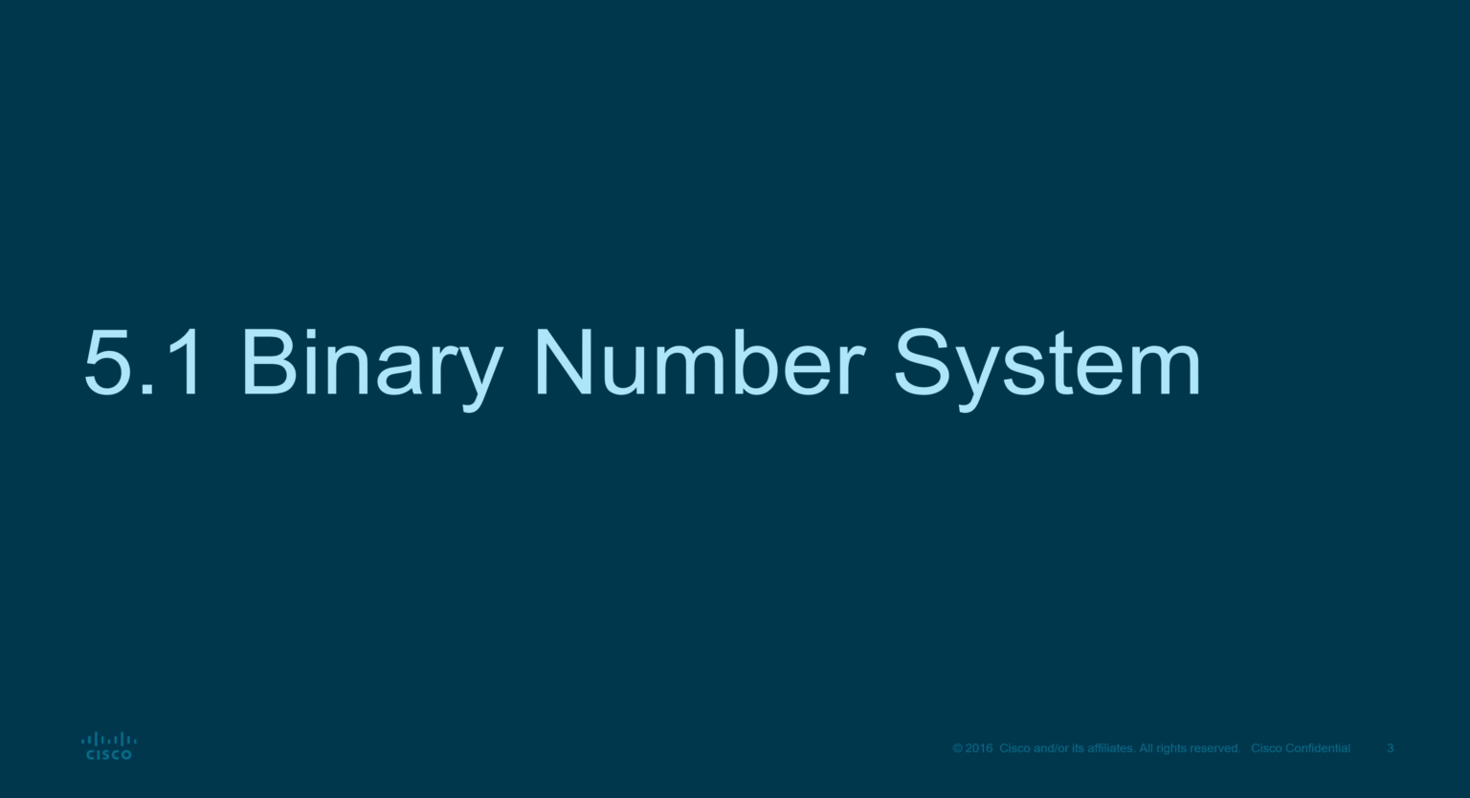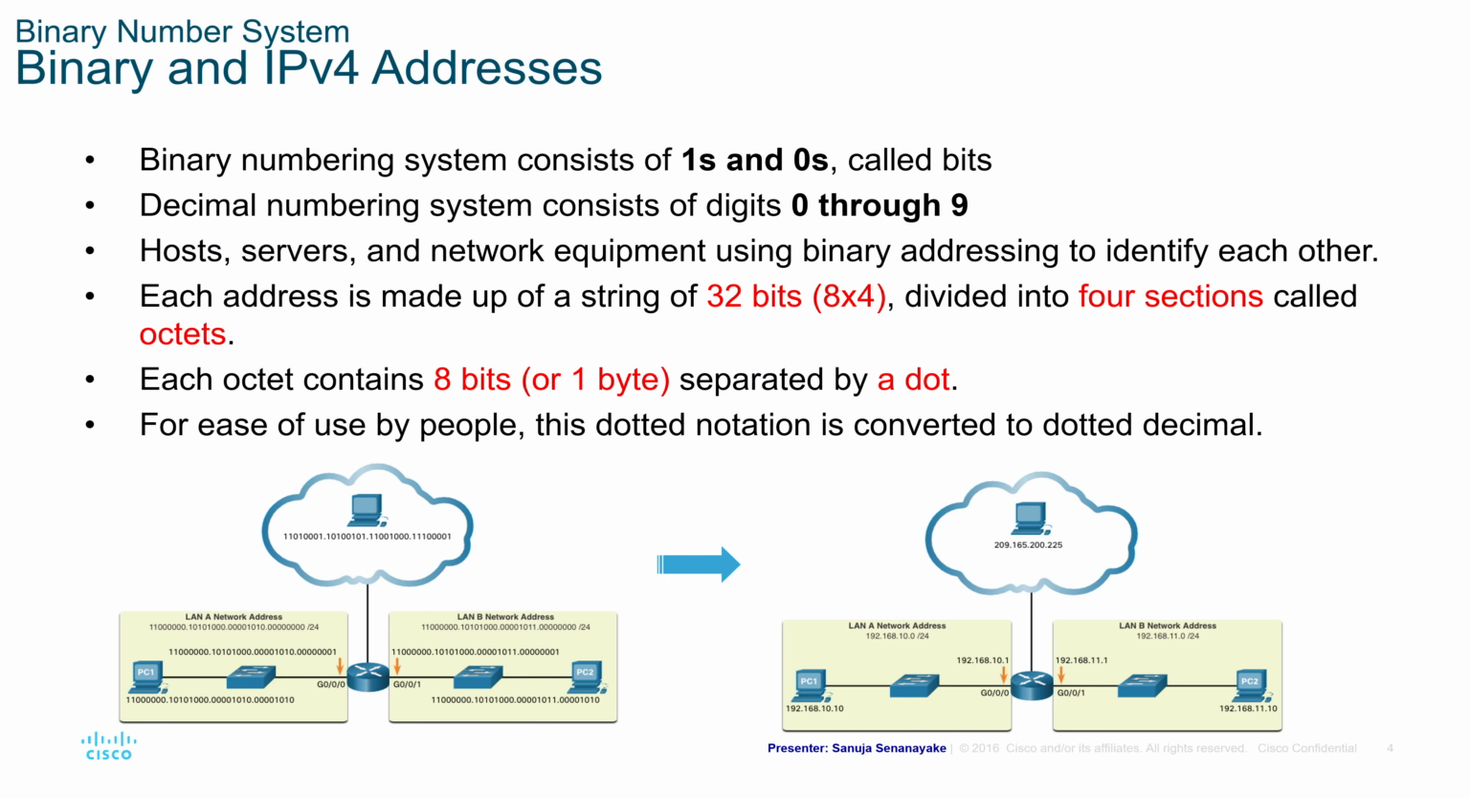The binary number system. The binary number system is used especially in IPv4 addresses. The binary numbering system consists of ones and zeros, and they are called bits. The decimal numbering system consists of digits 0 to 9. Hosts, servers, and network equipment use binary addressing to identify each other.